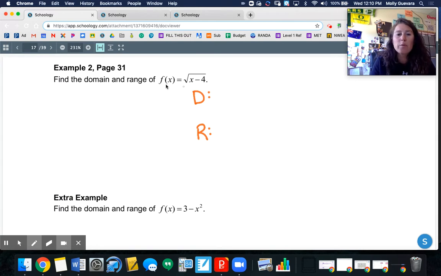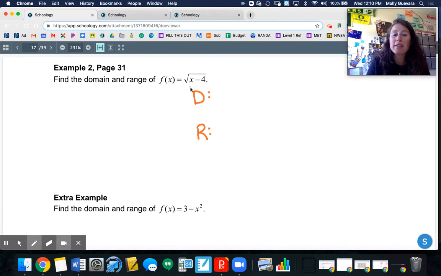So in this equation, for example, I have a square root. I know that I'm restricted on a square root. I cannot take the square root of a negative number. Okay, I can't do it. Well, we know from Algebra 2 we can, but in terms of domain and range, we can't get imaginary numbers.